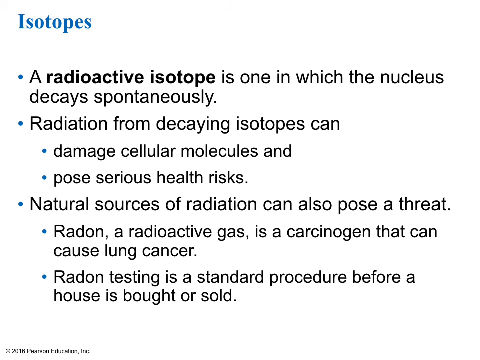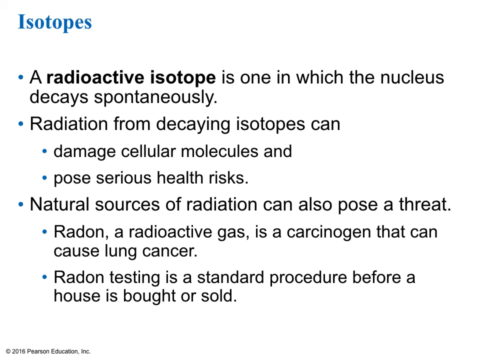So some of these isotopes can be radioactive, which means that they decay spontaneously. Carbon-14 is a radioactive isotope, so it will degrade to carbon-13 or carbon-12. And when it does, it gives off radiation, which can damage cellular molecules and pose health risks if it's not contained.